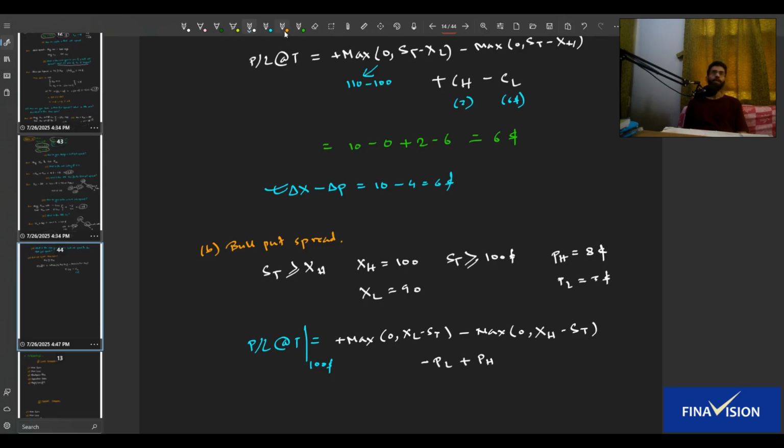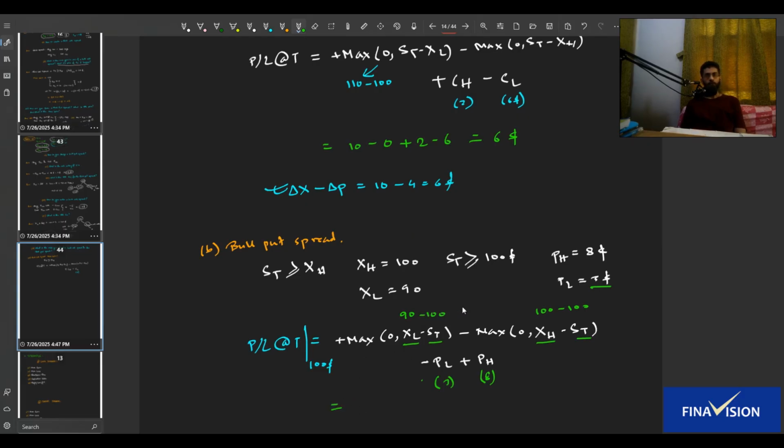Now we know all these values, right? Minus PL means, PL is $3, so this is minus 3. PH is $8, so this is plus 8. Minus max of XH minus ST. XH means this is 100 minus 100. Plus max of XL minus ST. XL is 90 minus 100. So we can just put in the values here.